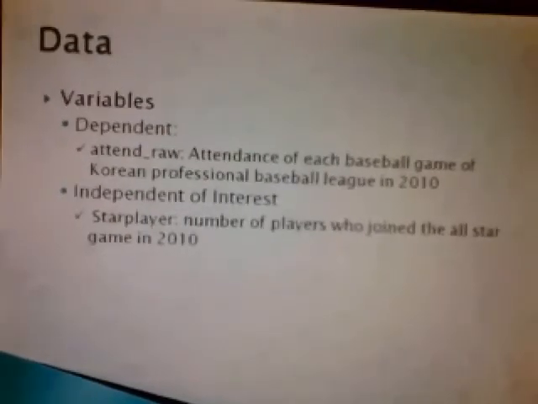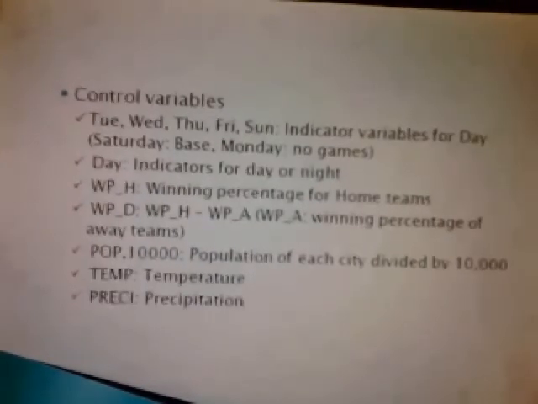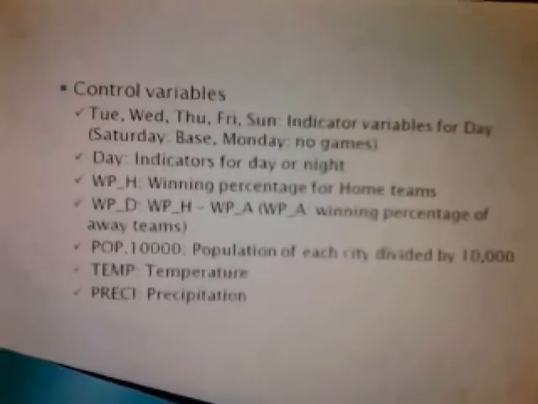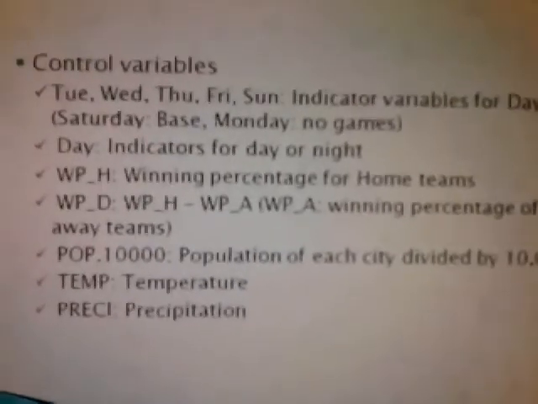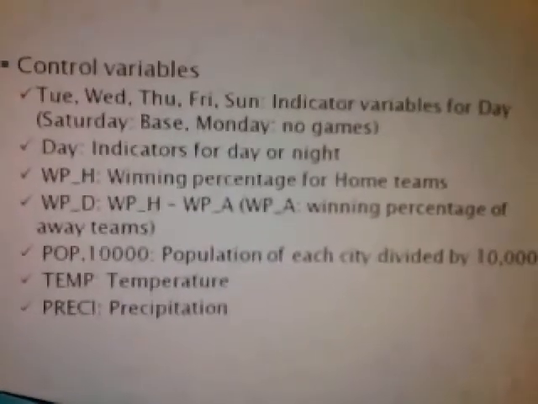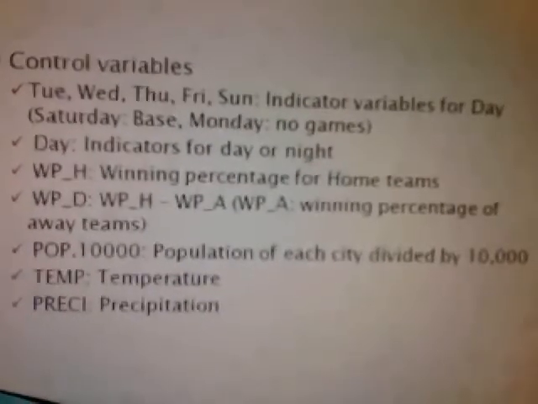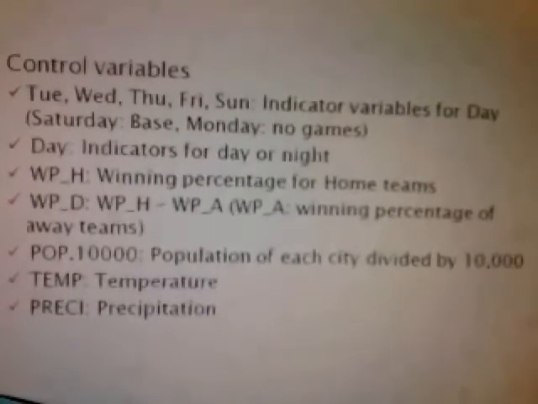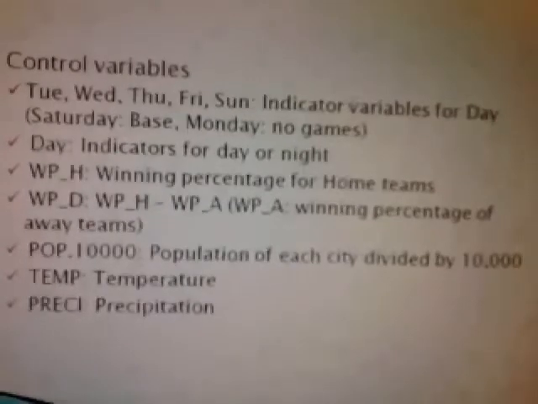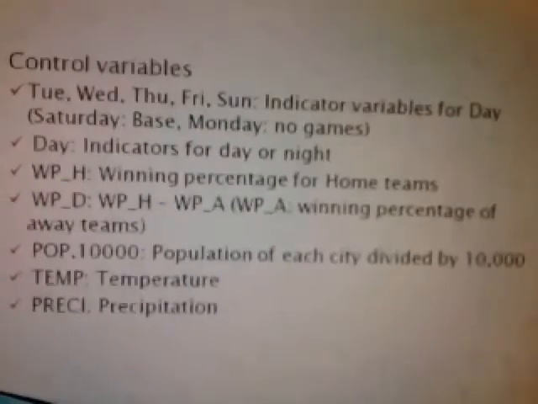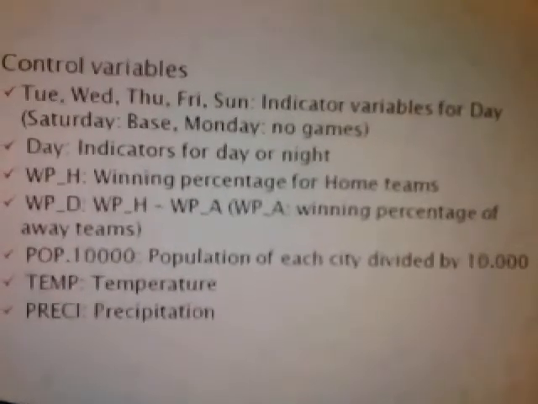In other variables, we consider the day of the week from Tuesday to Sunday. Based on Saturday, we set the other days as indicators. We included the winning percentage, the population, and the temperature as quantitative variables. And additionally, we also see the night game as a categorical variable.